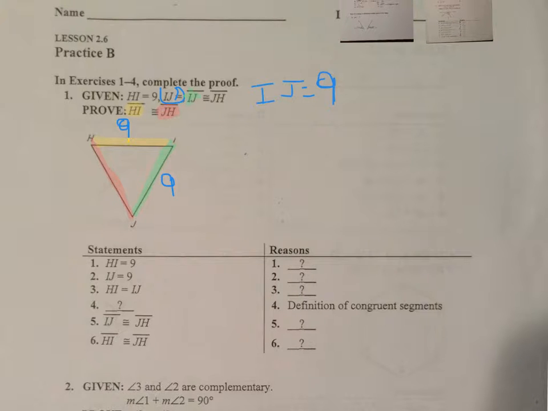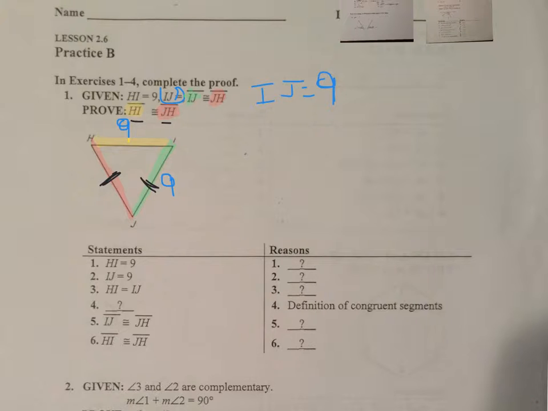I know that HI is 9. I know that IJ is 9. I also know from up top here that IJ and JH are congruent, so why don't I put my markings in for those? I've been told that that's congruent with that. Now I want to show that HI, the yellow side, is congruent with JH. It looks like I've already got an equilateral triangle. Now I just need to jot down my thoughts that are going to get me to those steps.